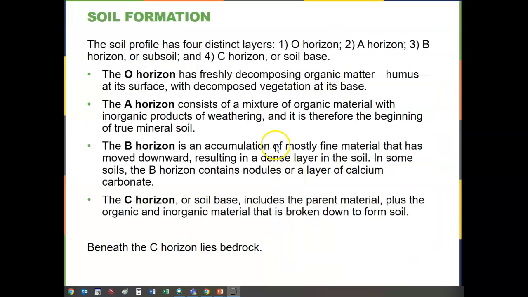So let's go back and take a look at our definitions. Remember, the top is the organic layer, or topsoil. Then we've got the A, B, and C horizons. And then finally, we're going to have a parent material underneath that.